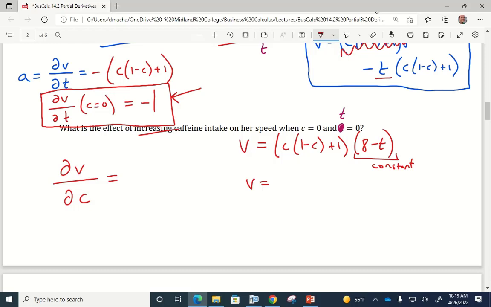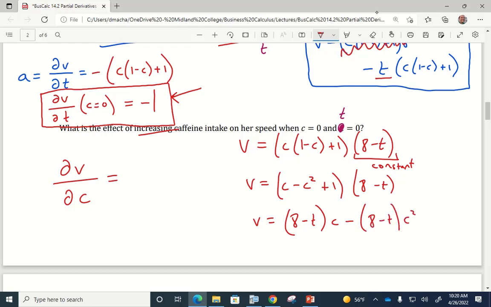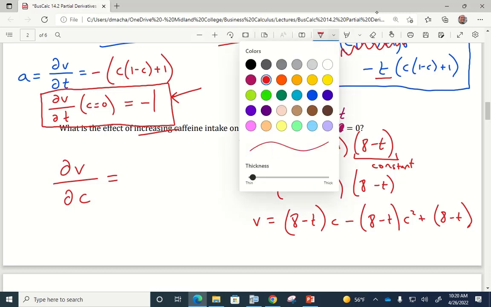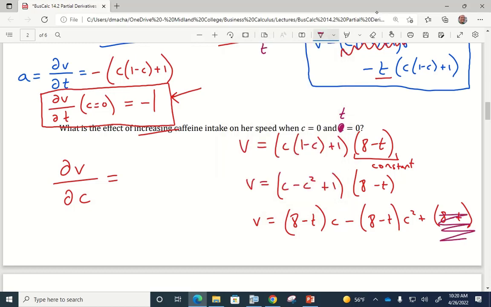So I'm going to have c minus c squared when I distribute the c, plus 1 times (8 minus t). And if I distribute that (8 minus t) to everything, I would have (8 minus t) times c minus (8 minus t) times c squared plus (8 minus t). Just distributing again. So then my partial derivative of this with respect to c, well, I don't care about the (8 minus t) on the end, because this is just considered a constant when I take that partial with respect to c.